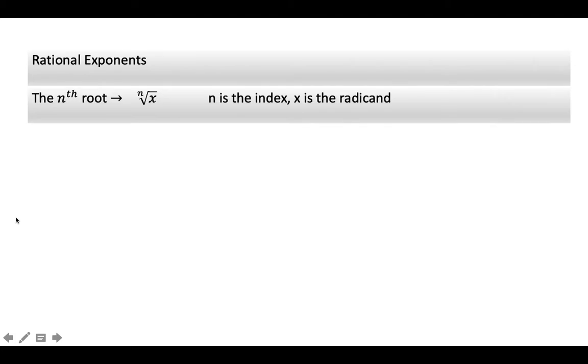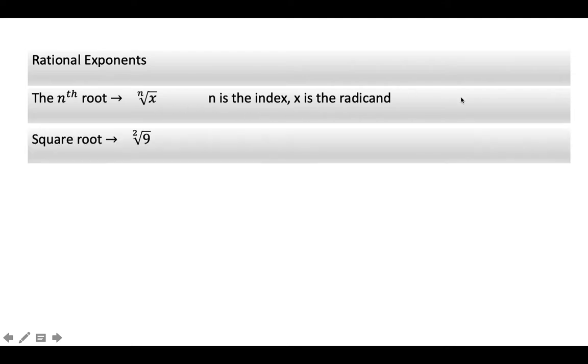We're going to be taking a look at rational exponents and we're going to be building it up. Our first place to start is the nth root. Now in notation, the nth root is written like this, where n is the index, as we see above the root sign, and x is known as the radicand.